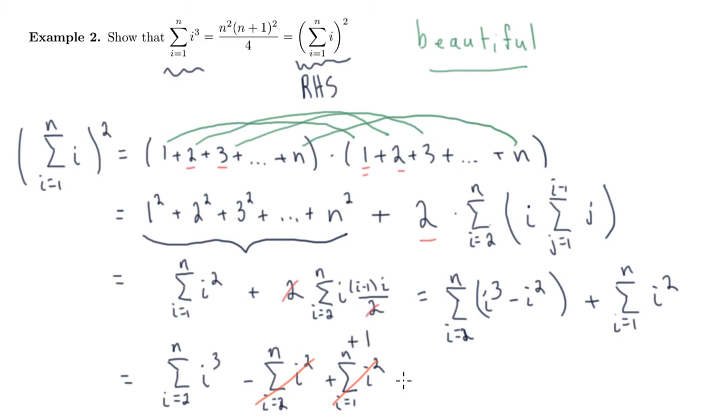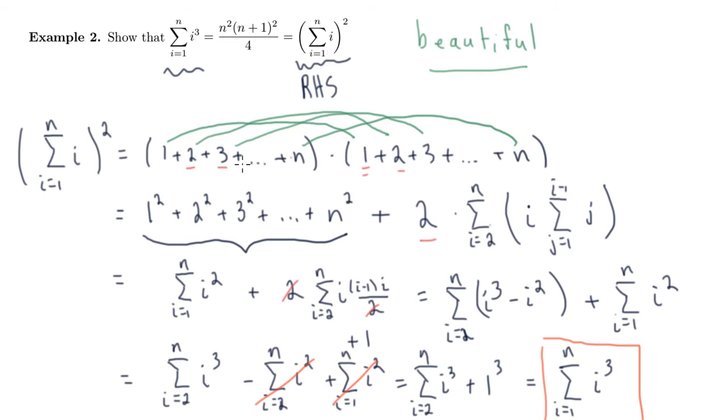But we can actually write this as the sum from i equals 2 to n of i cubed plus 1, but 1 is really the same thing as 1 cubed. So this is really equal to, we can just put the 1 cubed in this sum, the sum from i equals 1 to n of i cubed. Okay, so we started with the right-hand side, we ended with the left-hand side by equivalent statements, equality all the way through. So we're done.